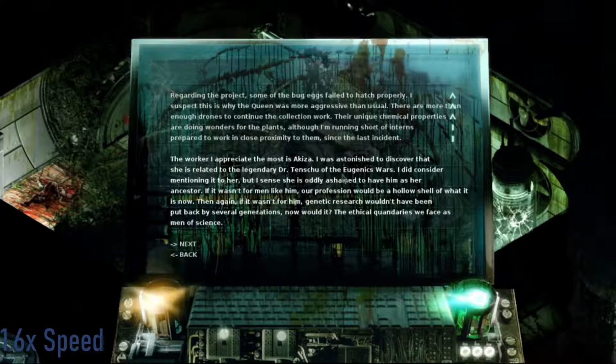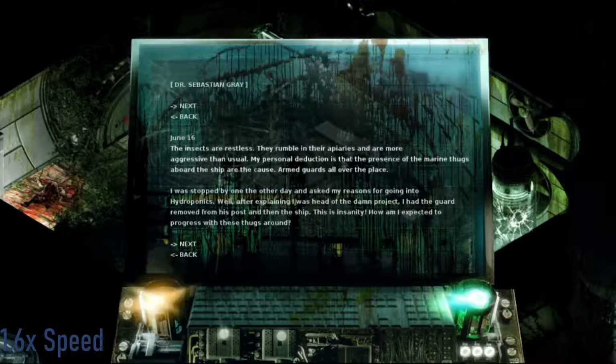Now would it? The ethical quandaries we face as men of science. So Dr. Tenshu was making some unethical experiments, something like that, and that is why this Akiza is kind of ashamed and trying to recover the name of the family, clean the name of the family.